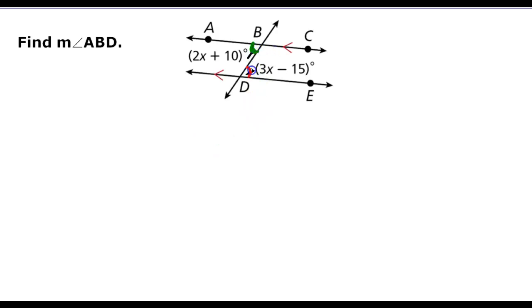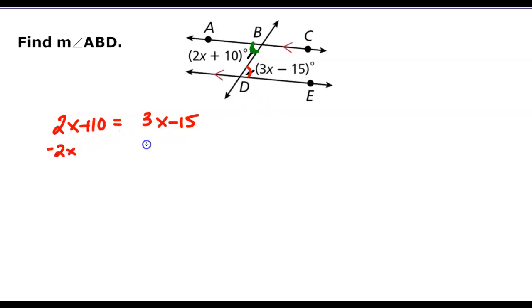Well, we know that those are going to be considered alternate interior angles. Because we have parallel lines, we know that alternate interior angles are congruent, which means, since they are congruent, they are the same size, same shape, and by definition of congruence, we can say that they are going to be equal numerical values. So that means you can say that 2x plus 10 is going to be equal to 3x minus 15. Because these are alternate interior angles, they're going to be the same numerical value. Now we have an algebraic equation. We have to solve for x.